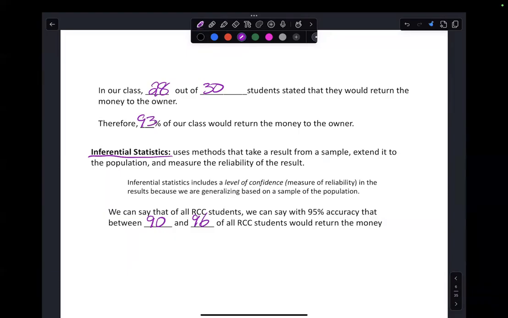There's a whole lot more math that goes into that, but for these purposes, this is just an example, so it's no big deal. So I'm saying that with a 95% certainty, I could say that 90 to 96% of all the RCC students would return the money. And we're just applying it to the entire population here. That's inferential statistics. I'm inferring something based on my sample.